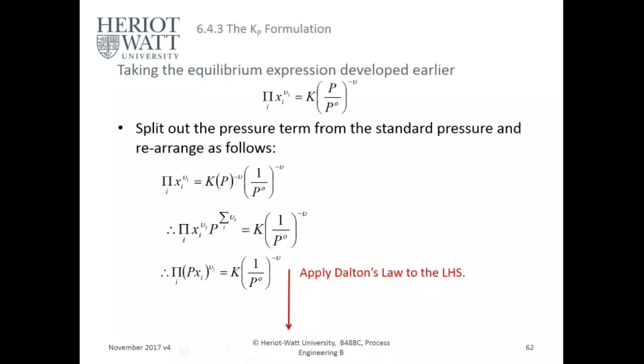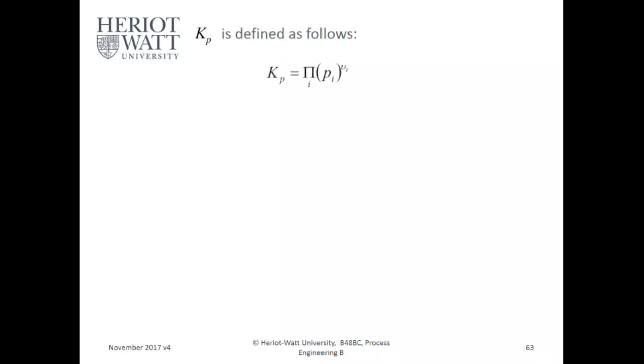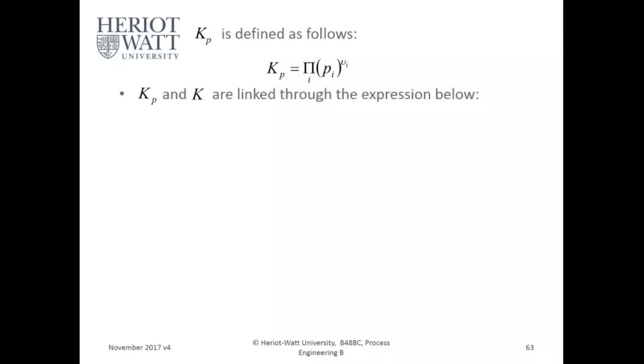Applying Dalton's law to the left hand side will gain you product of pi to the vi equals K times 1 over P0 to the power negative v. The left hand side involves the partial pressure of each species. Kp is defined as follows: Kp equals product of pi to the power vi. And Kp and K are linked through the expression below. So Kp equals K with respect to pressure to the power of v.